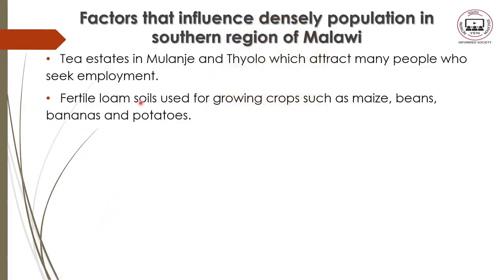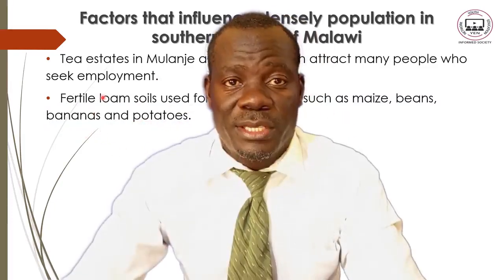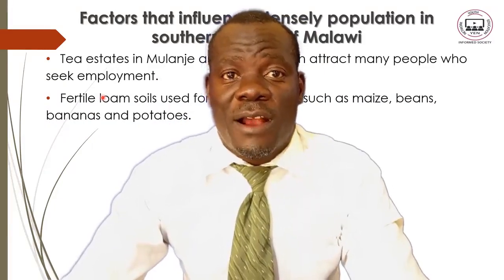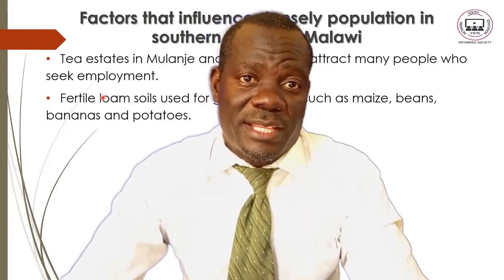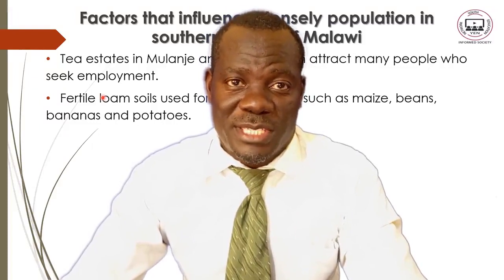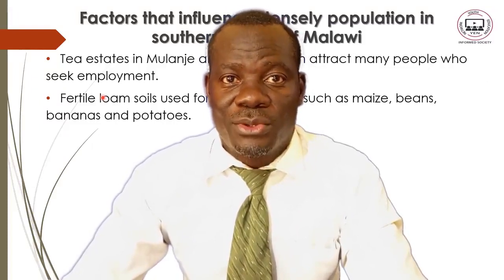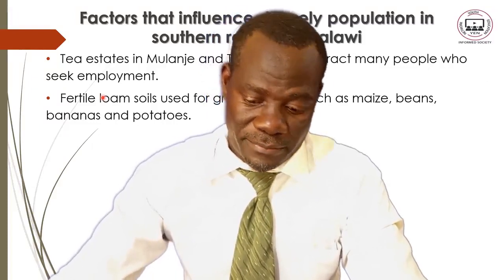Also, fertile loam soils used for growing crops such as maize, beans, bananas, and potatoes. So we also see, because of the fertile loam soils there, they are using that to grow crops there.